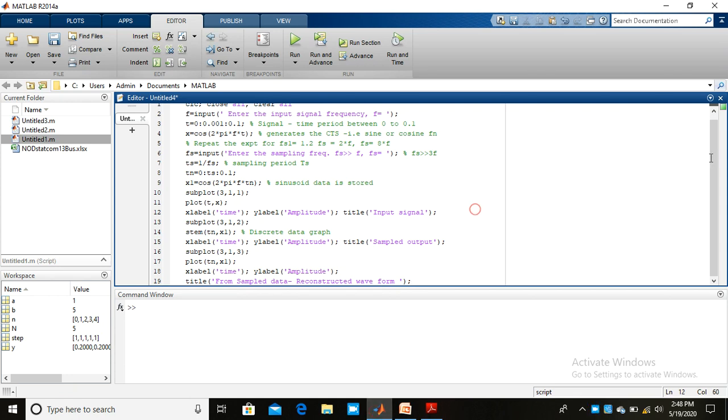Here it is the MATLAB editor window. Here we can type the programs and run them. Now I have already copied the program here. We have to run that program.